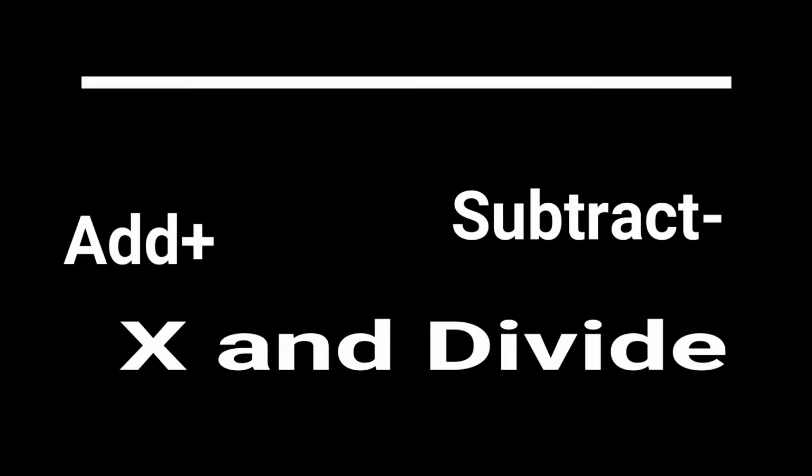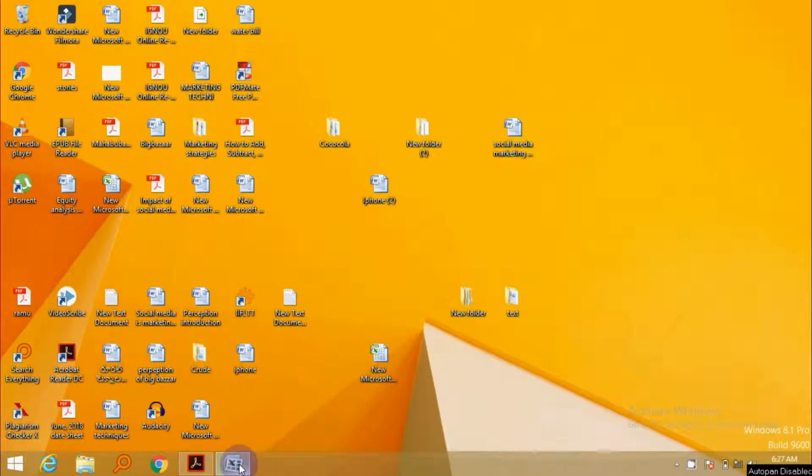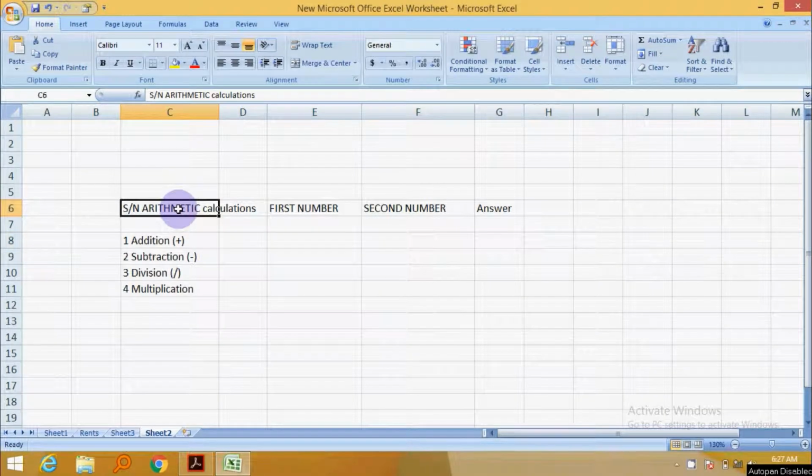In this tutorial, we are going to perform basic arithmetic calculations like addition, subtraction, division, and multiplication. The following data will be worked with, and the results should be what we expect. Here I am taking arithmetic addition, subtraction, and division in four cells.